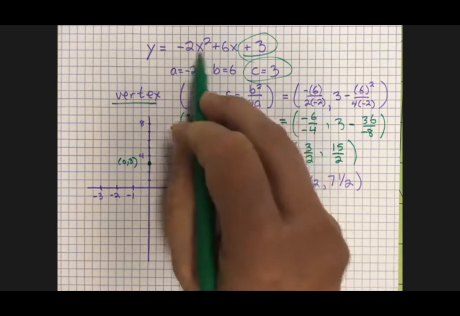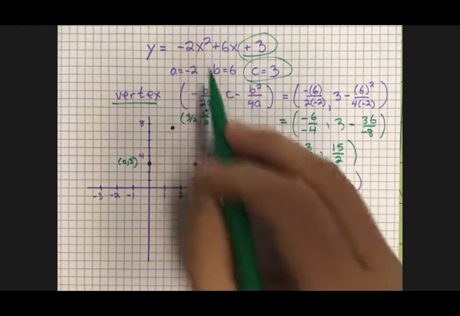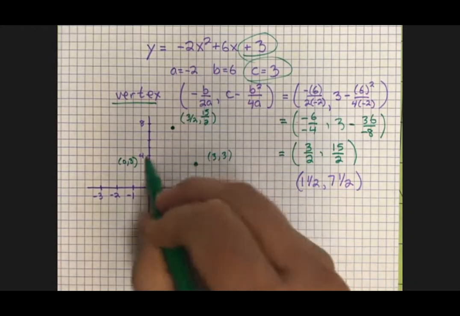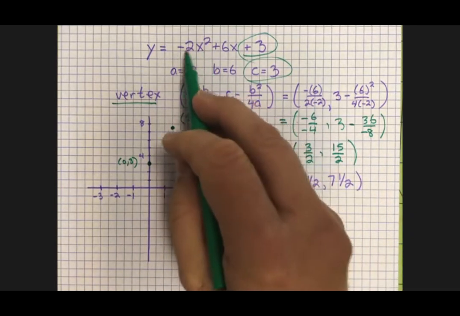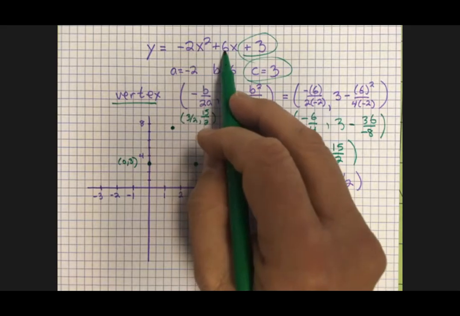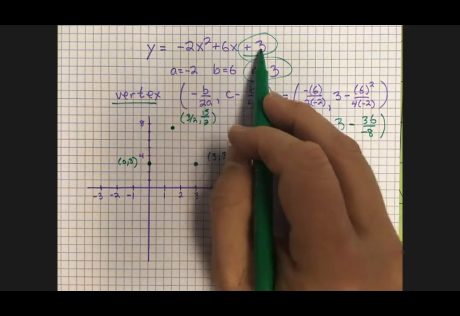Do you want to plug in 3 in here and check that you actually get 3? Well, you certainly can, but you don't need to if you've got your points symmetrically placed. Put in a 3 here. 9 minus 2 times 9 minus 18, but 6 times 3 is plus 18. Minus 18 plus 18 plus 3 is plus 3.